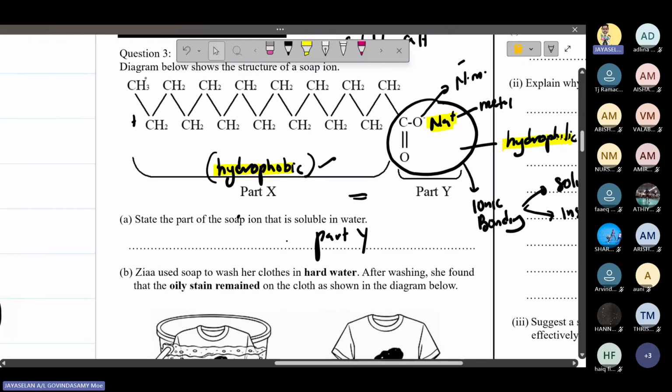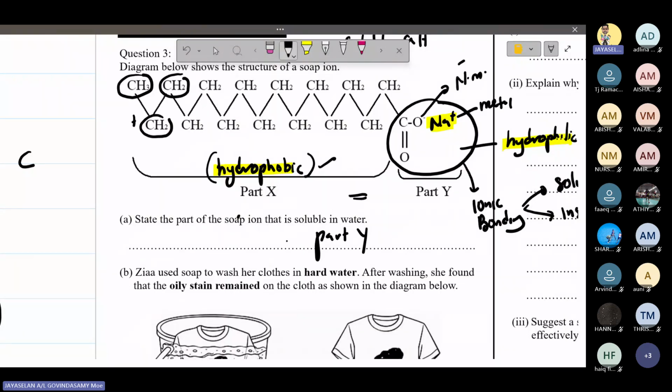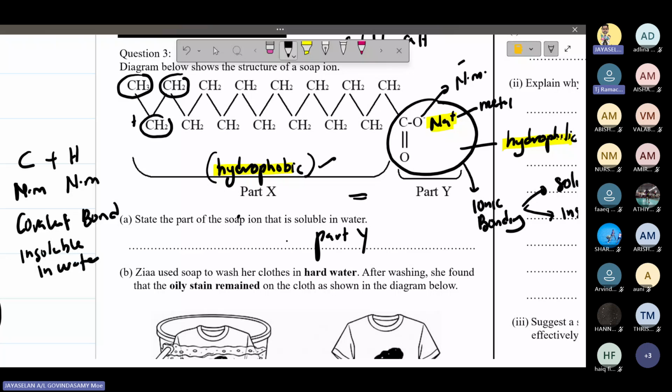Now you take this. See this, it is all made up of carbon. Carbon is non-metal, hydrogen is also non-metal. When both are non-metals, what type of bonding? Covalent bonding. Covalent bonds are insoluble in water. Understand?